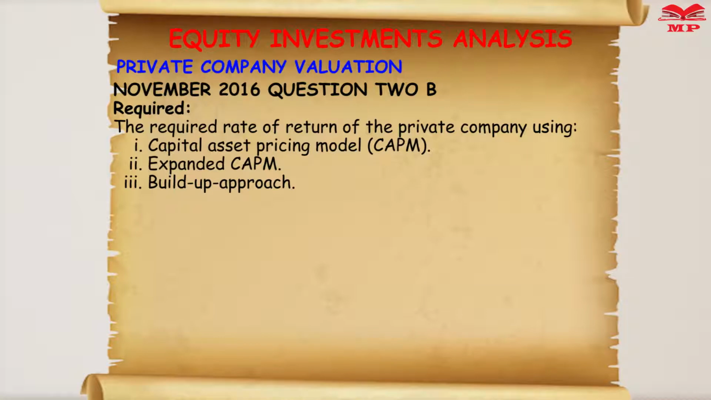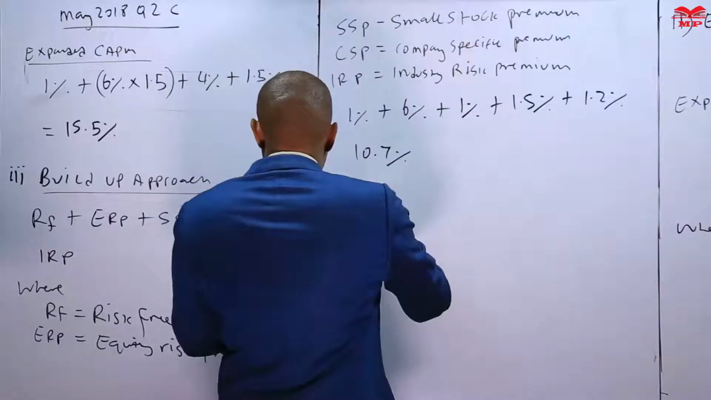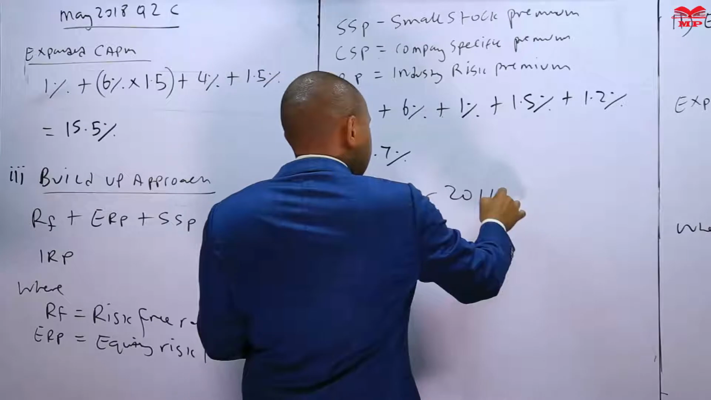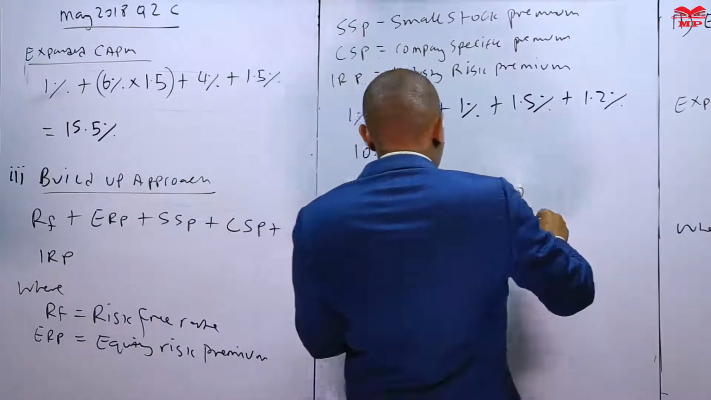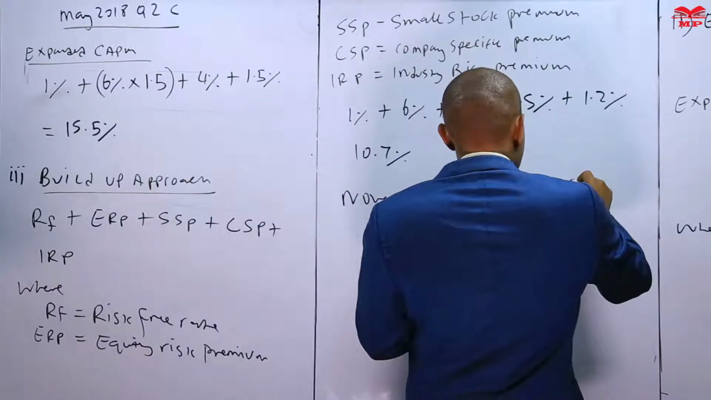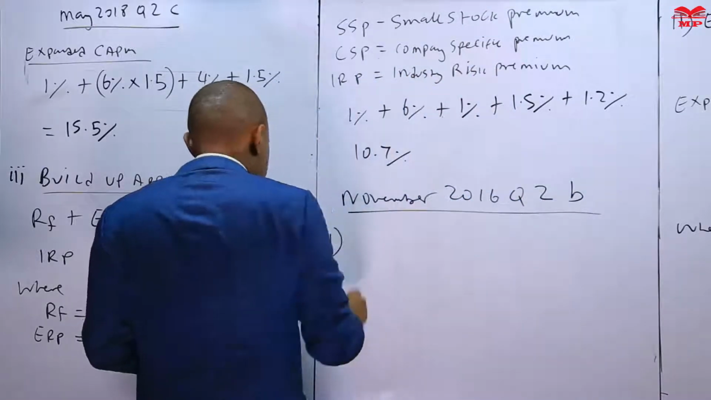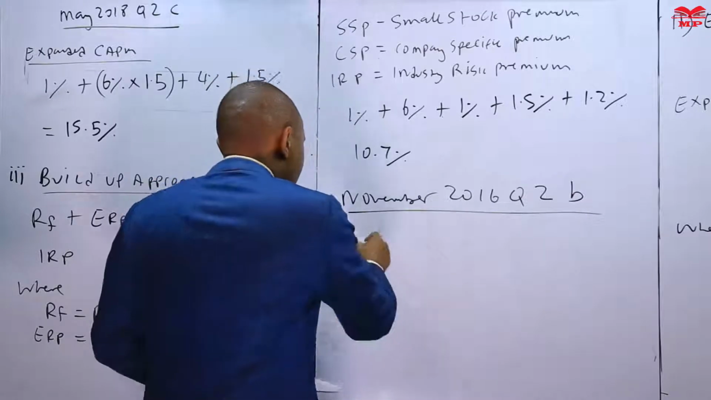Required: the required rate of return of the private company using, Part 1, the capital asset pricing model. Part 2, the expanded CAPM. Part 3, the build-up approach. So we state the question first. So it's November 2016 question 2B. And we start off by looking at part 1, capital asset pricing model.